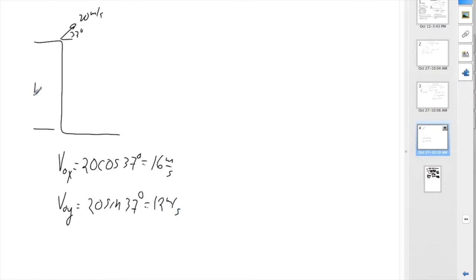Let's assume this has a height of 15 meters. So I want to know when the ball is going to hit the ground. So in the previous problem, we knew a distance to the right, a distance in the x direction. In this problem, we know a distance in the y direction. So I'll use y is equal to y0 plus v0y t plus 1/2 a t squared. And I'll plug in the numbers that I know.